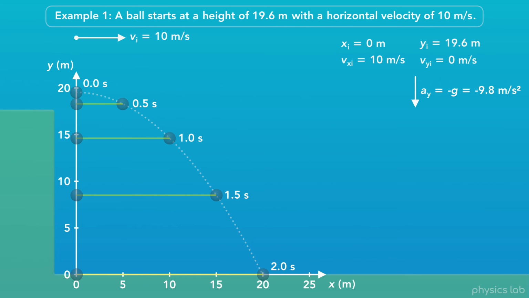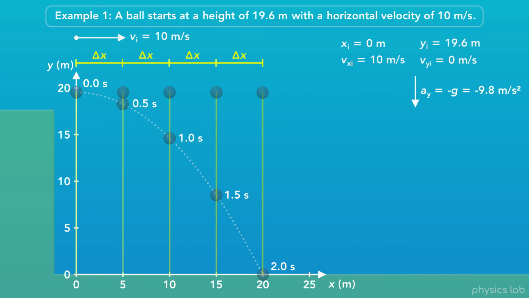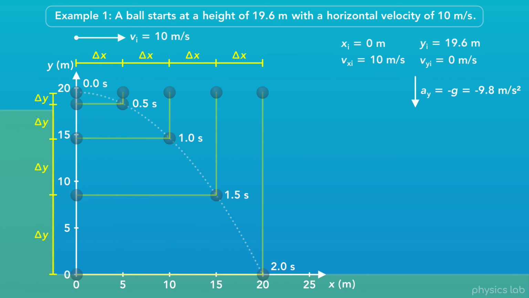If we draw lines from the ball to the y-axis, we can see how the y position is changing over time. The spacing between each line gets longer. As the ball moves, it falls a greater distance in the vertical direction during each second, or each half second. Now let's look at the motion in the x direction. The spacing between each snapshot is the same. The ball moves the same horizontal distance during each interval. So why are the vertical and horizontal motions different?